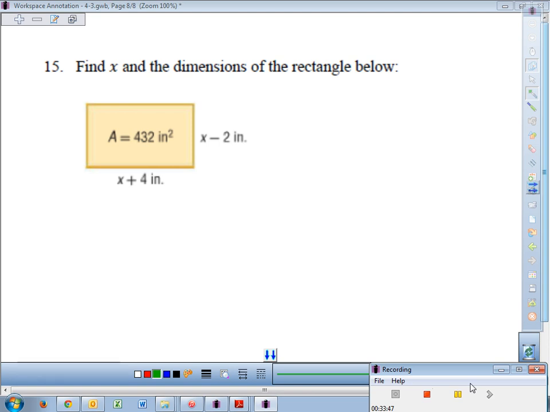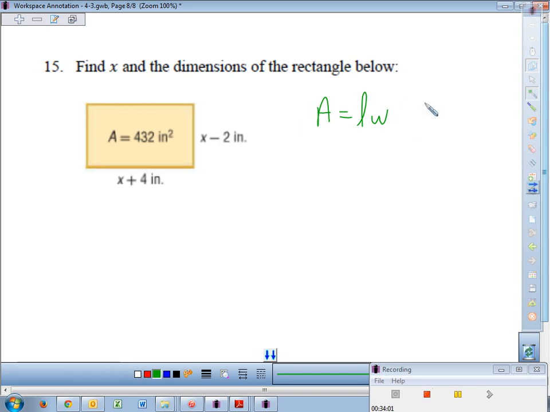Area. Start with the formula. I guarantee you can remember the formula for area of a rectangle. What is the formula for area of a rectangle? Length times width. Which one's the length? Which one's the width? Who stinking cares? There's 3 variables in this guy. Do we know the area?